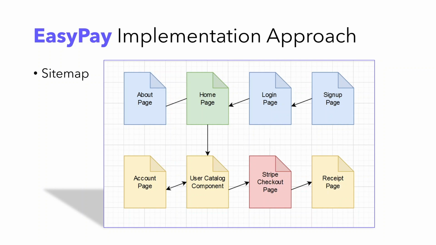Then from the user catalog component, and technically tied to the home page, is Stripe checkout pages. So when you have items available to check out, you click on the checkout button, it takes you to the Stripe checkout page, and depending on whether you abandon the checkout page or you complete a successful page, it will take you to the receipt page. And this is pretty much our 8-page sitemap.